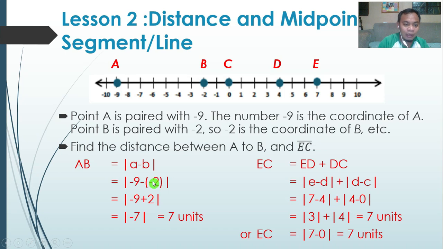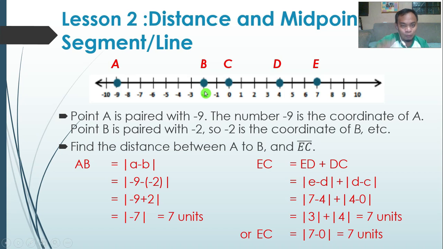Okay, magiging negative 9 plus 2, the absolute value. Di ba? Then, simplify. So, we have negative 7. Since absolute value, wala po siyang negative. So, the answer is positive 7. So 7 units from A to B. So let's try to count the distance using this one. From here, A to B, let's count 1, 2, 3, 4, 5, 6, 7.